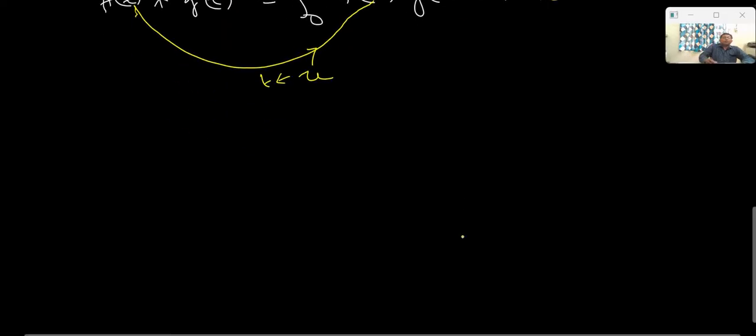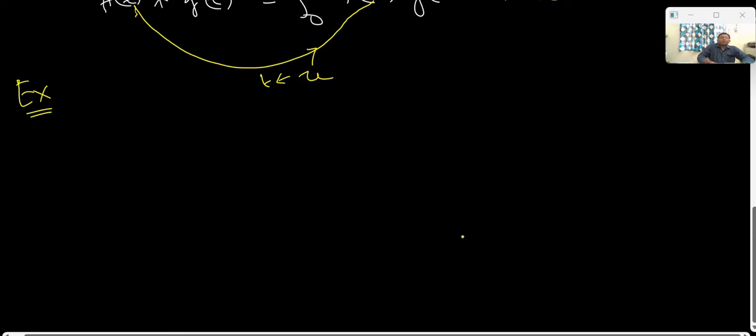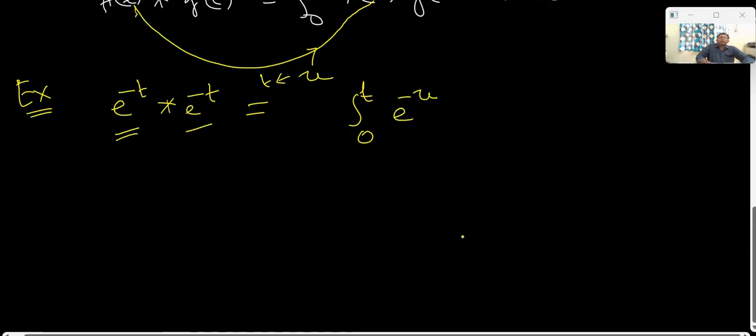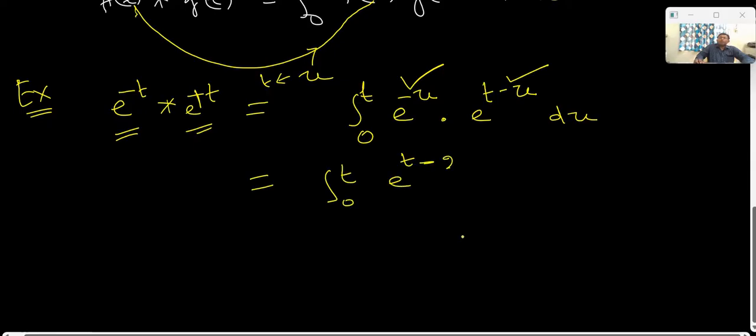If I ask you, for example, what is e to the power t convolution e to the power minus t? According to the definition, integral 0 to t, the first one is e to the power minus u. In the second one, t is replaced by t minus u, so it is e to the power t minus u, du. Now, base is same, so the powers are added. So it is integral 0 to t of e to the power t minus 2u du.